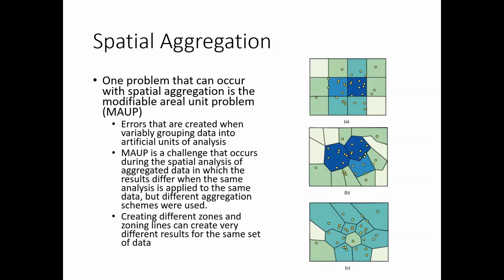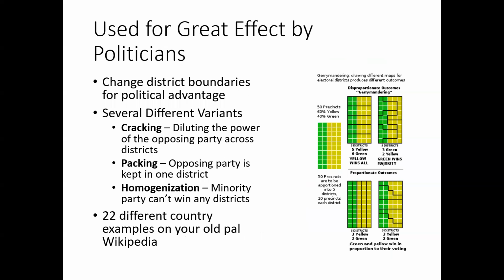In A, a lot of the population is near the center of the geographical unit. In B, it's of medium density, and in C, it's low density. So an application of this is used by our politicians for great political effects, and that's changing district boundaries for political advantage. And there are different ways of doing this. So cracking is diluting the power of the opposing party across districts. Packing is when the opposing party is kept in one district. You see that a lot.